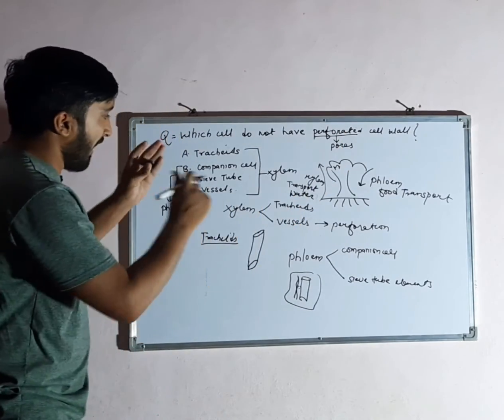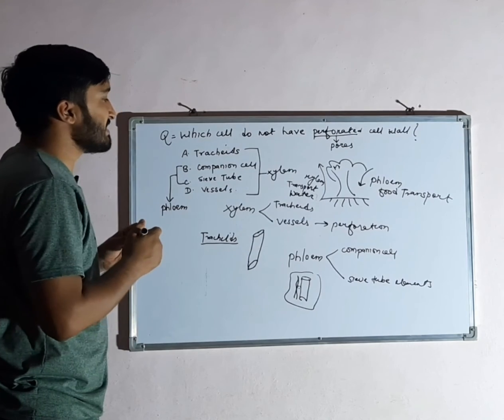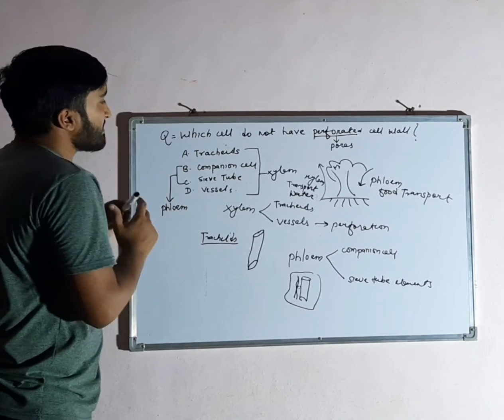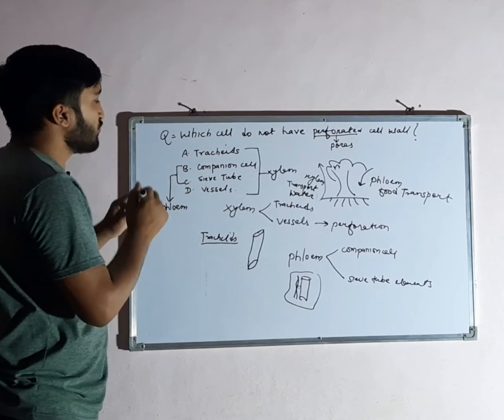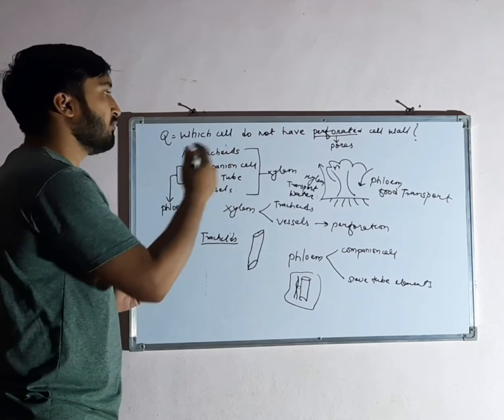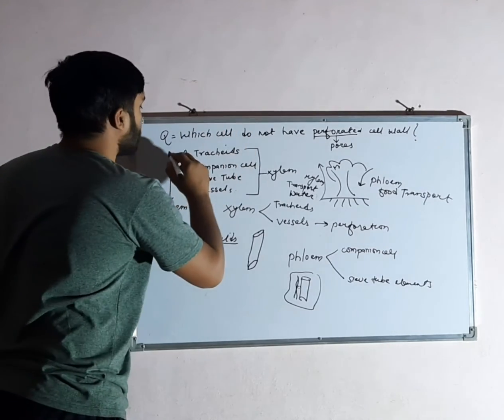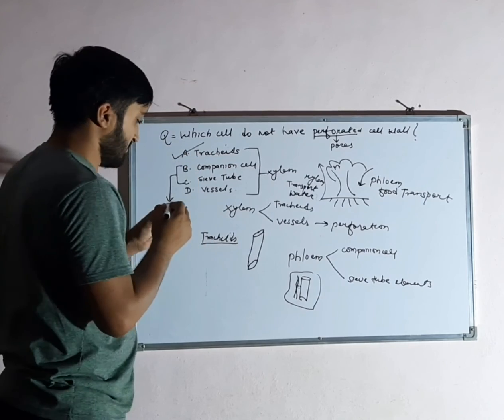So with this discussion we can say that the tracheids are the cells which do not contain any perforation, or they do not have any perforated cell wall. So the answer to this question is tracheids.